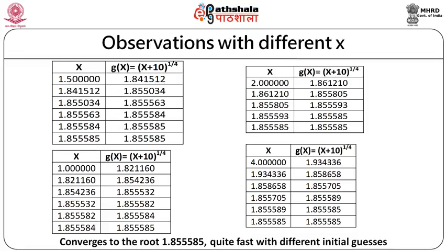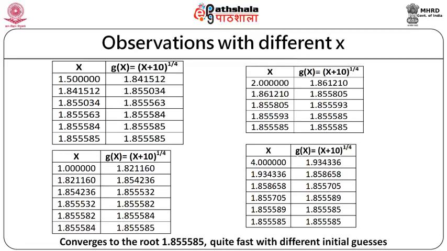Let us solve it, let us verify it. If I put x equal to 1.5, you can see that there are 4 tables shown with different initial guesses of x. So, first at 1.5, the g(x) is 1.841512, which becomes the input. The next value is 1.855034, which becomes the input for the third iteration. The value obtained is 1.855563 and so on, and in fact, in 6 iterations the method has converged to 6 decimal places, giving the root 1.855585.